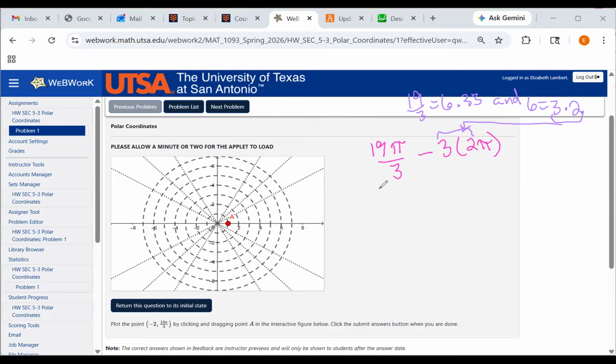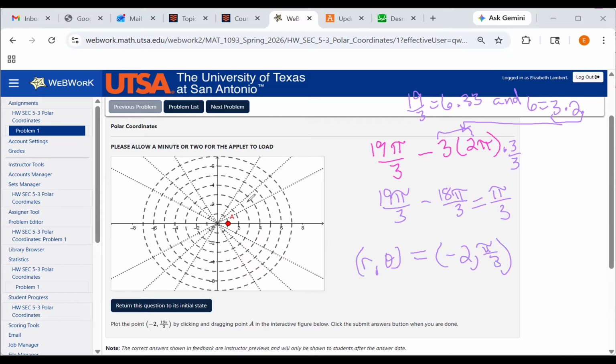All right, so 19 pi over 3, and then 6 pi, I'm going to multiply it by 3 over 3 as well for a common denominator. So minus 18 pi over 3 gives us an angle of pi over 3. So we're really plotting -2, pi over 3.